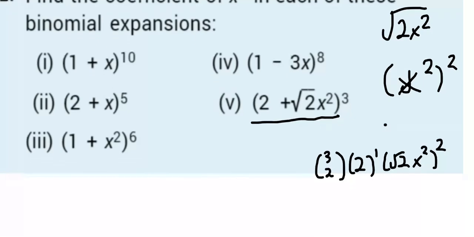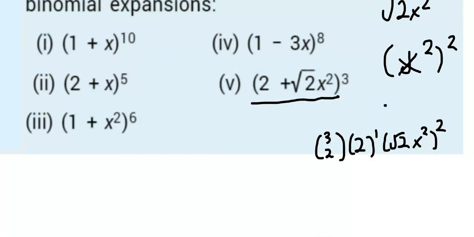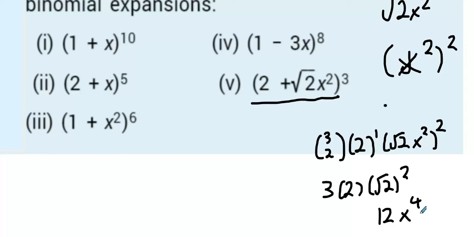Now, so what we're going to do here is 3C2. The answer is 3. 2. And now I have to do root 2 squared. And that's what I have to enter into my calculator. It's 12. And then what did we say that x was? X to the 4. That's my answer.